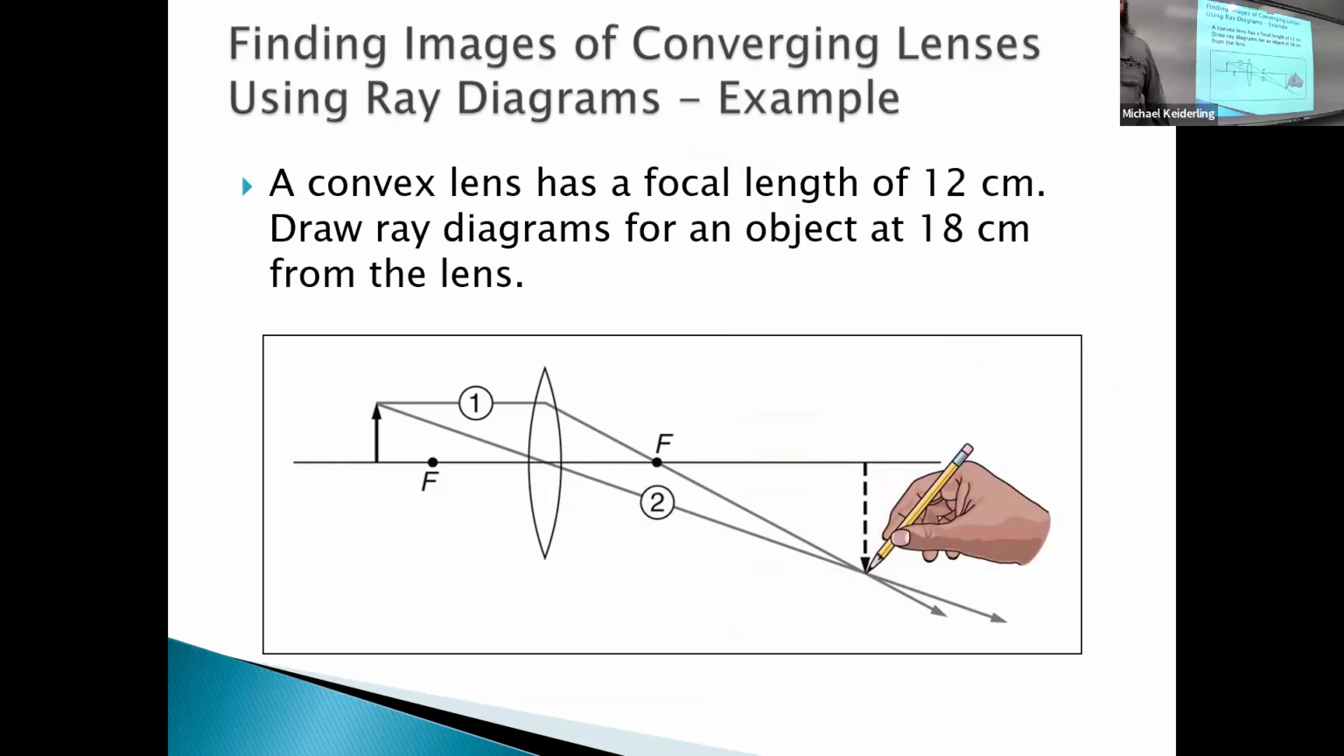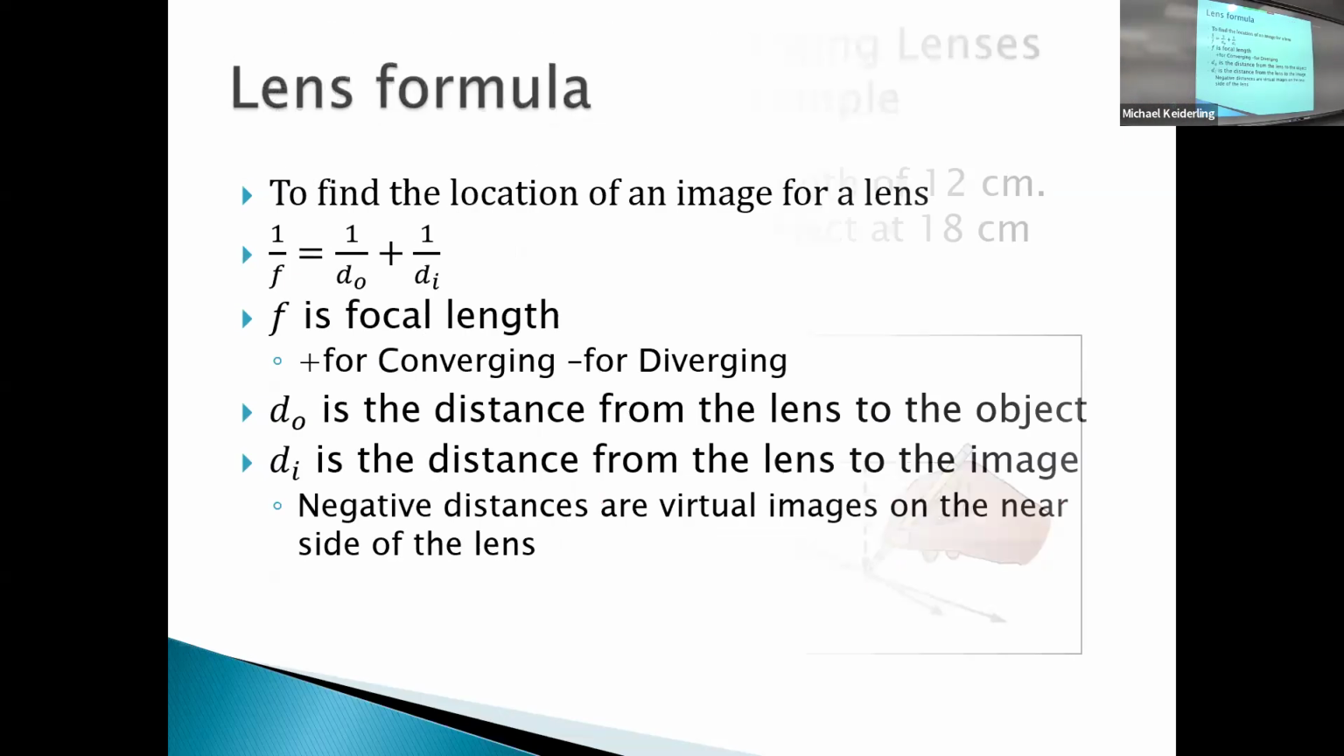Here's an example of finding the image created by a lens. So here we have a lens with a focal length of 12 centimeters. And we can draw ray diagrams for an object 18 centimeters from the lens. We draw one line that starts parallel and then passes through the focal point, and one line that passes through the middle of the lens. And where they meet is where the image occurs. This could also be calculated using this formula: 1 over the focal length equals 1 over the distance to the object plus 1 over the distance to the image, which you can work out with similar triangles.